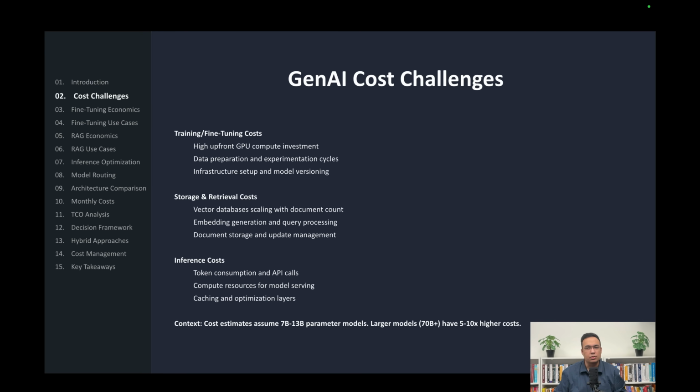Now, for context throughout this presentation, the cost estimates I'll be sharing assume that 7 billion to 13 billion parameter models are being considered here. If you're working with larger models, let's say 70 billion parameters and above, you should expect costs to be 5 to 10 times higher across all these dimensions. The relative economics still apply, but the absolute numbers scale up pretty significantly. Understanding these three cost domains is critical because the optimization strategies for each one are pretty different.